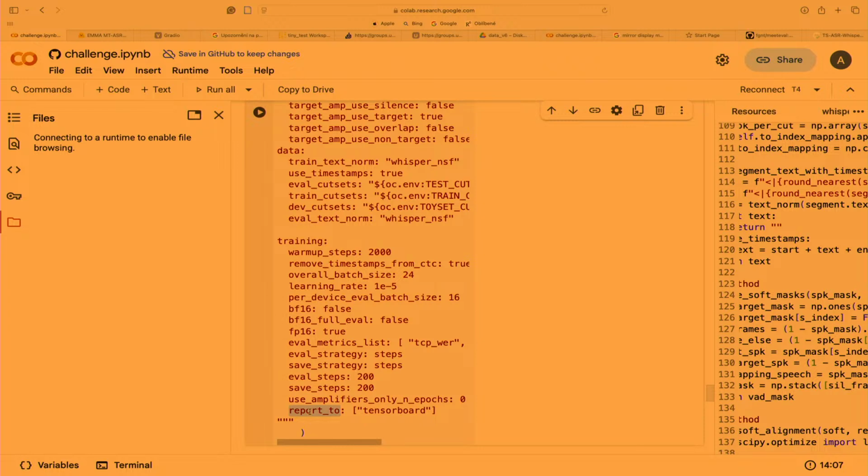So who has something better than 50 word error rate? 50%? No one? Better than 60? Okay, great.